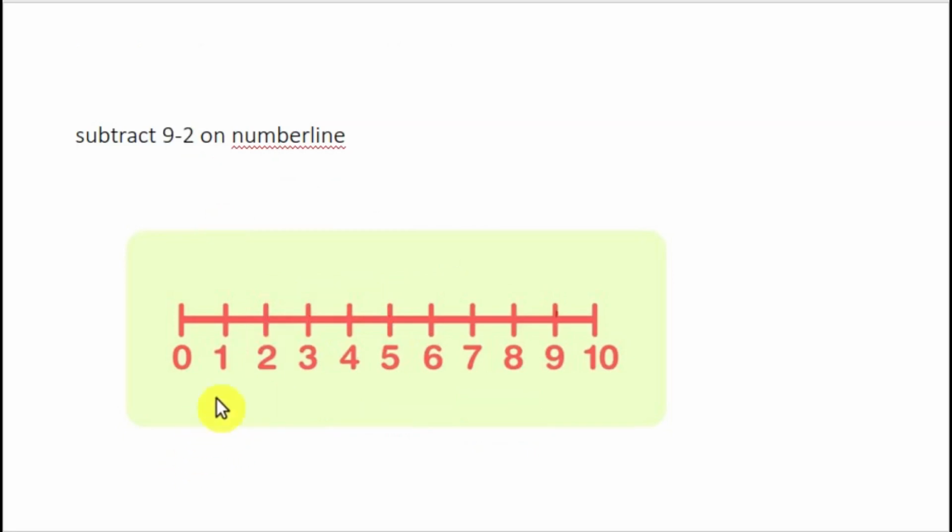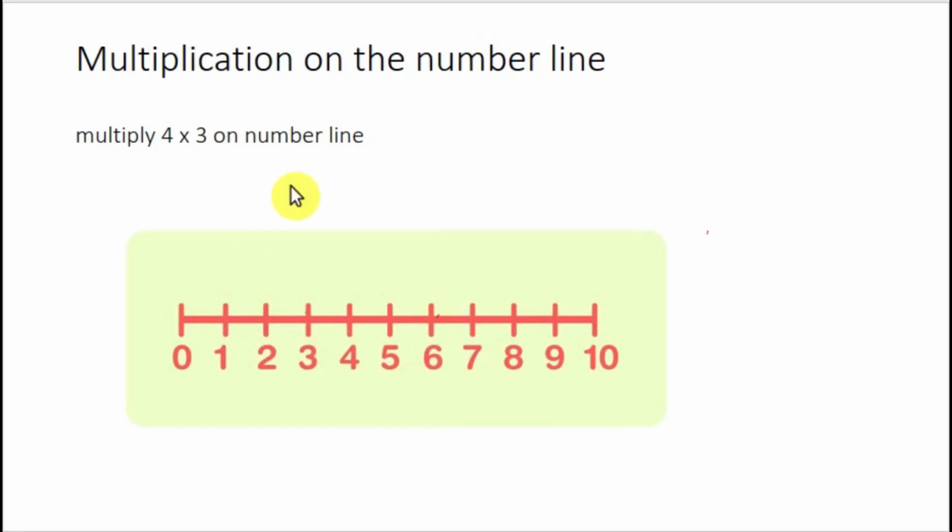Okay. One more. 9 minus 2 on number line. I told you, subtraction we have to move to the left side. Starting from 9, I have to move 2 times. 1, 2. What is the answer? 7. 9 minus 2 equals 7. 7 is the answer. Next, coming to multiplication on number line.